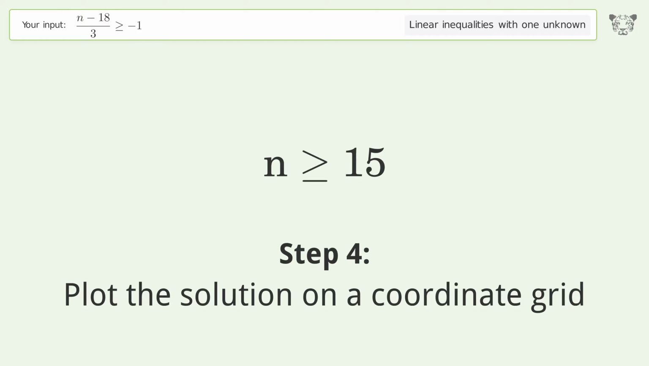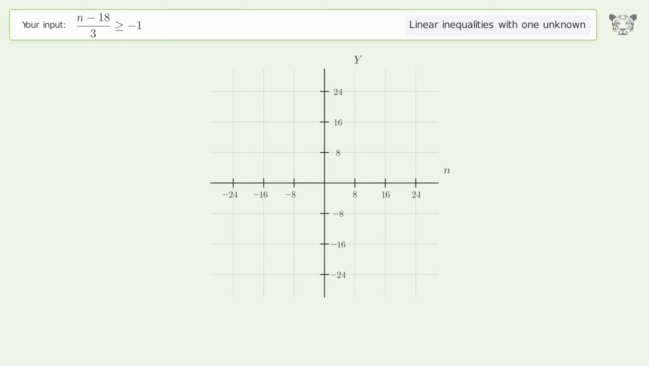Plot the solution on a coordinate grid. And so the final result is n equal or greater than 15.